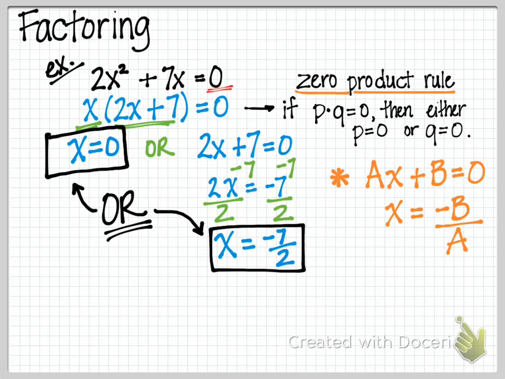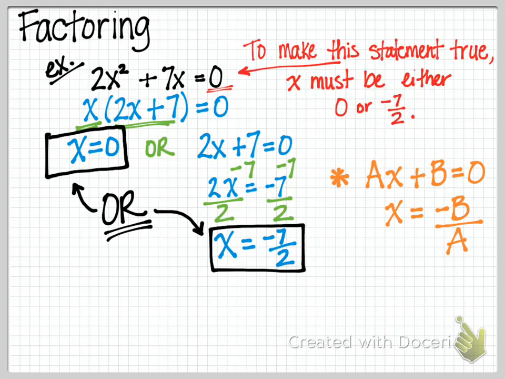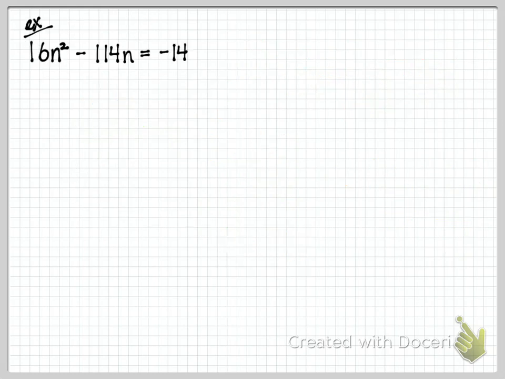And what that means, so that we truly understand what solving means, is that to make this statement true, this quadratic, 2x squared plus 7x equals 0, the value of x must be either 0 or negative 7/2. There's no other values for that variable that will make that statement true.